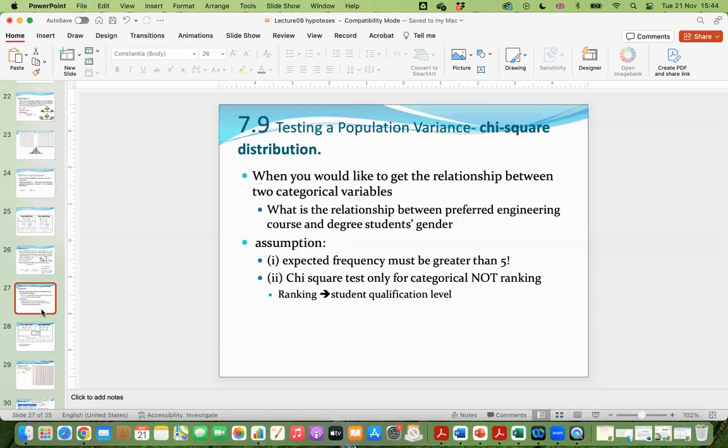Okay, so besides that, we also have another thing called chi-square distribution, when you would like to get the relationship between two categorical variables. What that means is, for example, what is the relationship between preferred engineering course and the degree a student enters? So they are categorical variables. There are two assumptions when you use the chi-square. Your expected frequency must be greater than 5, so your frequency shouldn't be less than 5. Your chi-square test is only for categorical, not ranking. Ranking means, for example, the student qualification level. That's ranking. Then you use another method, all right?